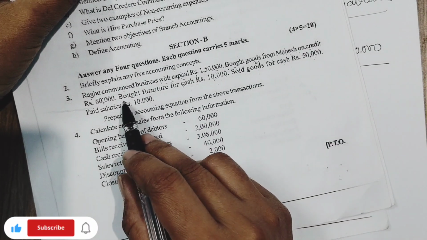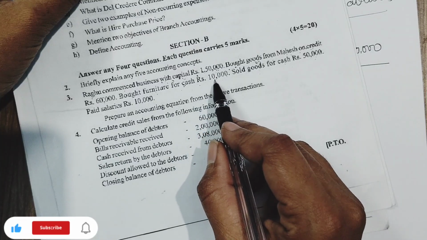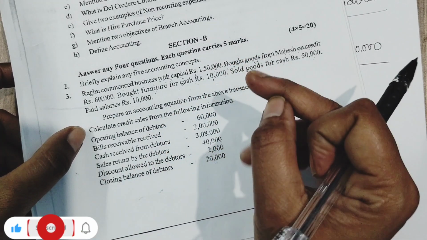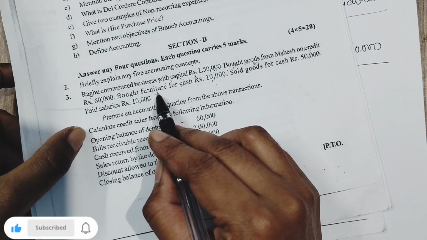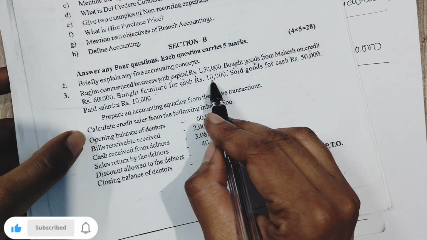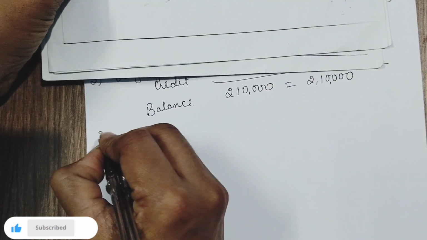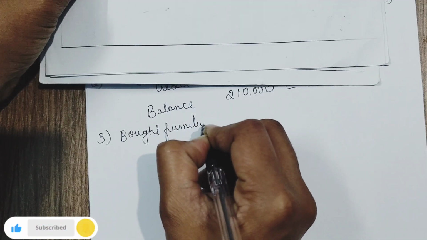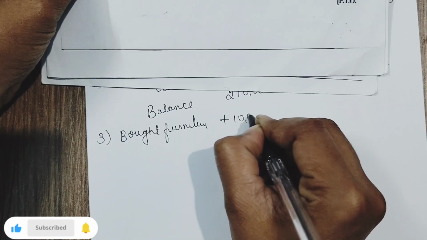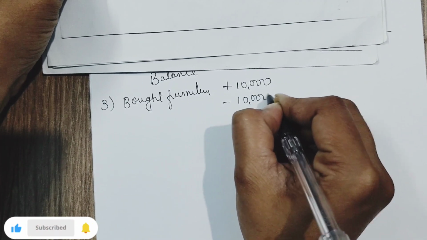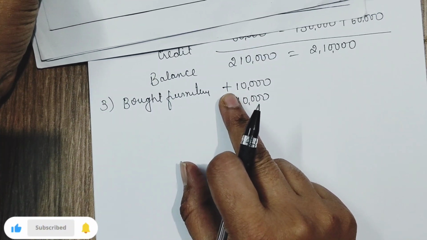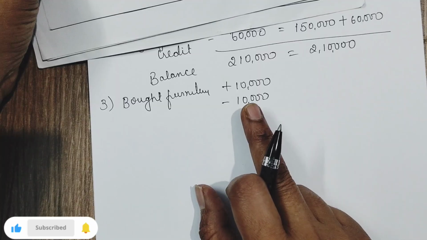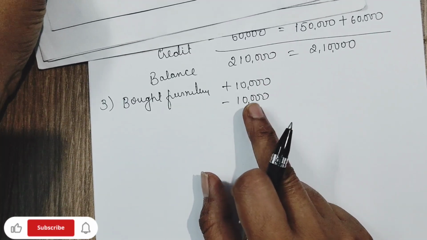The next transaction is bought furniture for cash, rupees 10,000. Again, this is affected in two ways. One, furniture. Furniture means what? Asset. Asset is increased. At the same time, you bought this furniture for cash. So, your cash got reduced 10,000. It is affecting two ways. Bought furniture. First plus 10,000, then minus 10,000. Why plus 10,000? Furniture came into the business and it increased the assets. That is why plus 10,000. Why minus 10,000? At the same time, you paid the cash. Cash has been reduced. That is why minus 10,000.